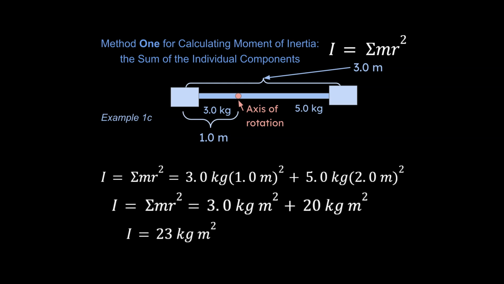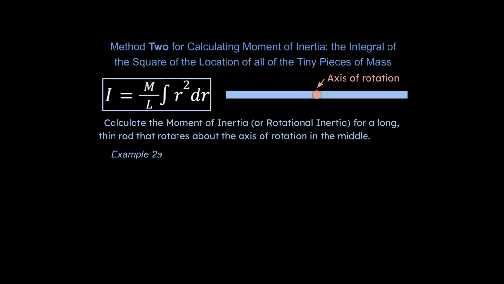That's the easiest method. Let's get into something more difficult and show you a brief overview of how to think about this in terms of the calculus involved. So here we're going to integrate the little infinitesimally small pieces of mass and place them in little positions, these little dr values. So let's talk through how to do this. The problem says calculate the moment of inertia, rotational inertia, for a long thin rod that rotates about the axis of rotation in the middle.